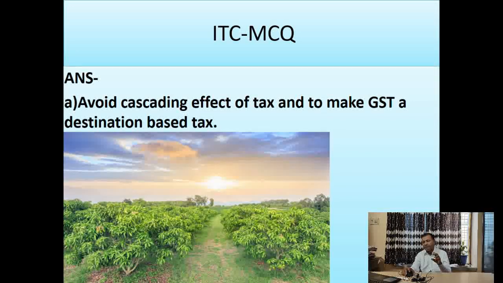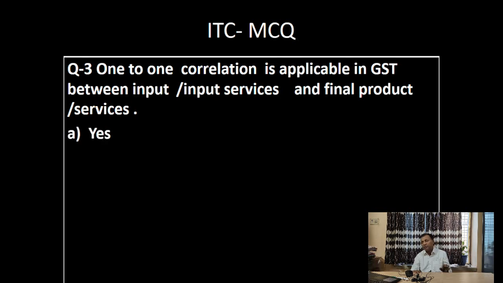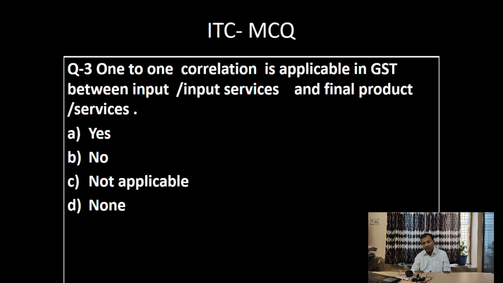A one-to-one relation is applicable in GST between input service and final product and final service. Options: yes, no, not applicable, none. Let me explain what that is. One-to-one relation: suppose I have a hotel, and the ITC of the hotel will be adjusted only with the output tax of the hotel. I have another business.